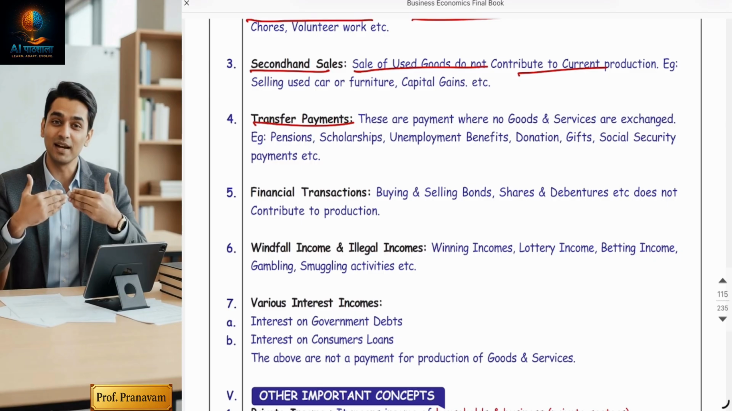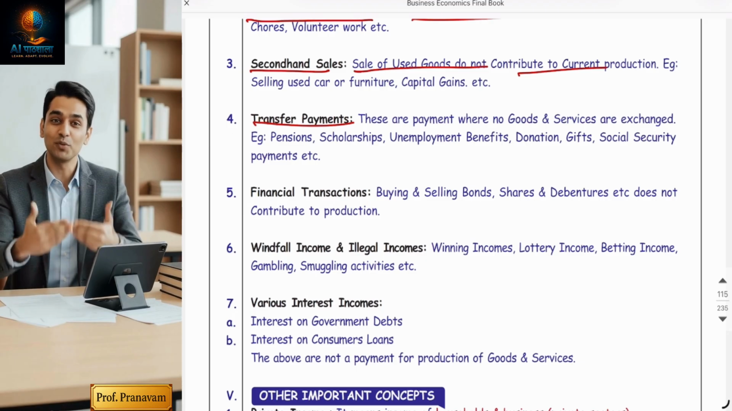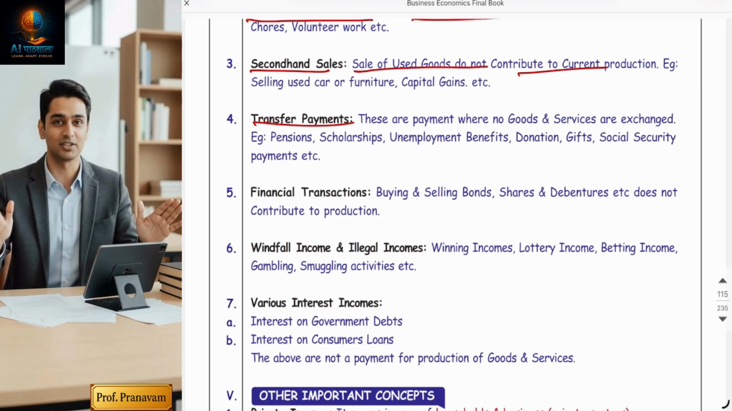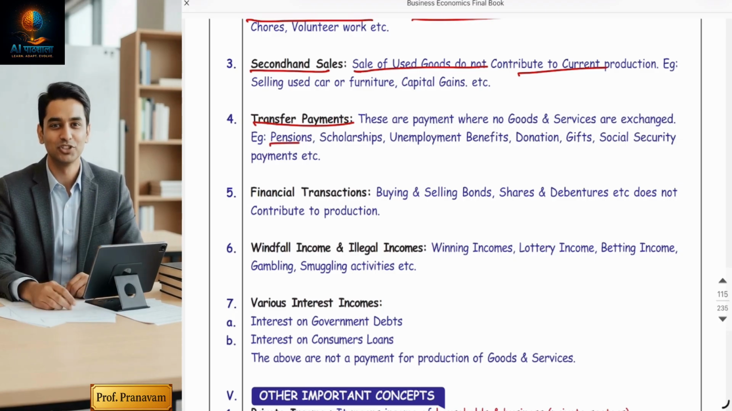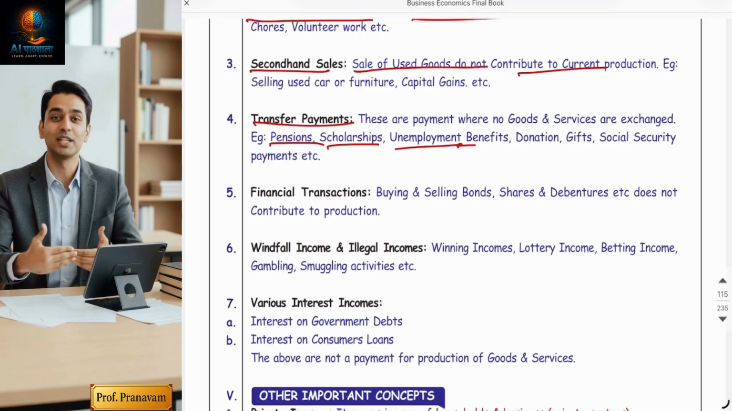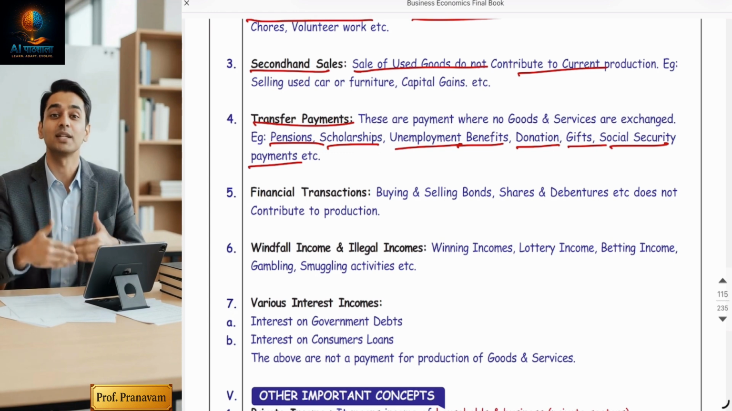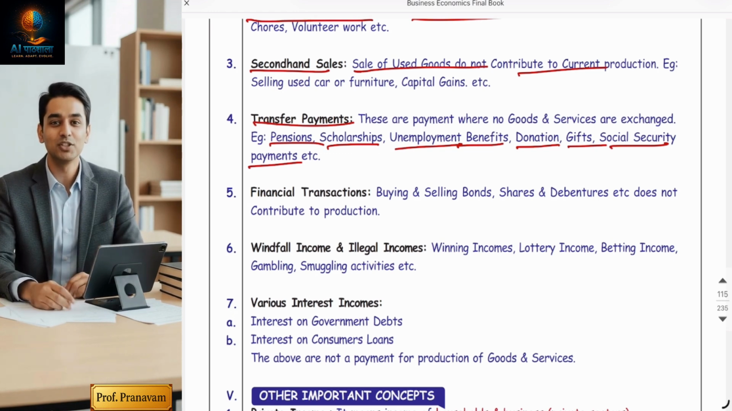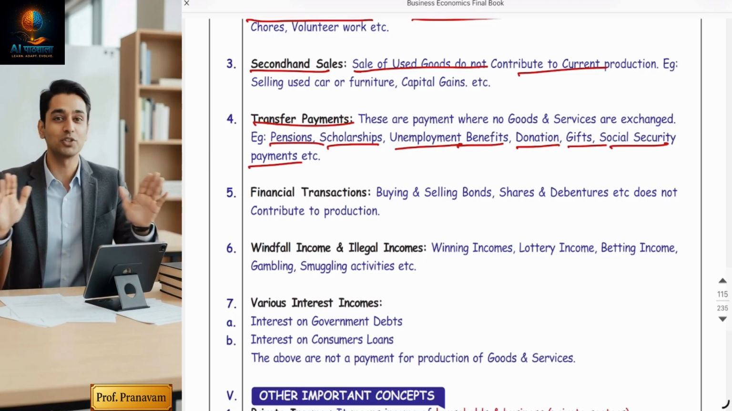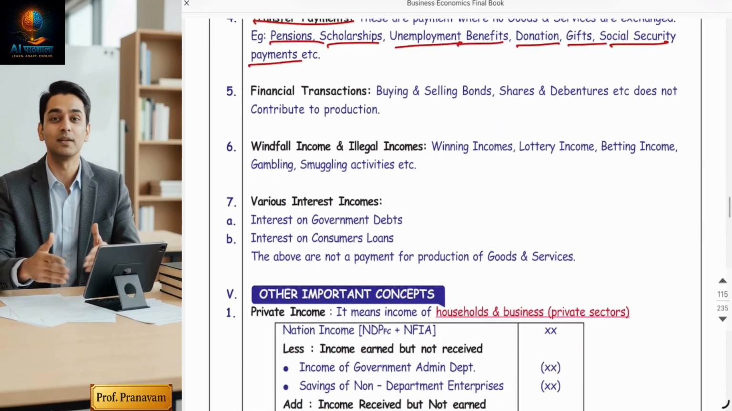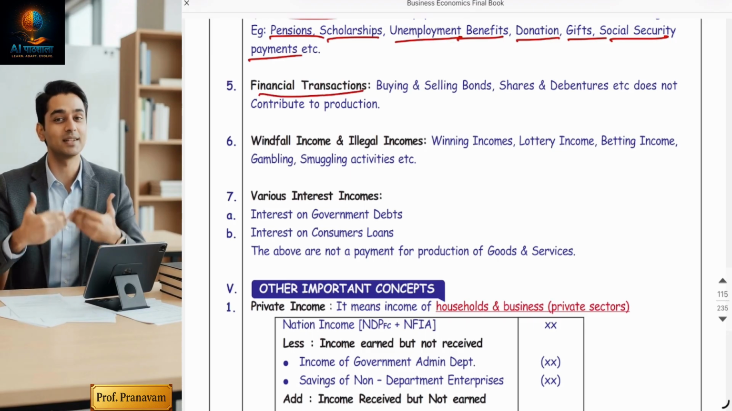Next is transfer payments. In transfer payments, mere money is getting transferred and there is no exchange of goods and services. Like pension, scholarship, unemployment benefits, donation, gifts, social security payments, etc. Now, why? Because it is income transfer without goods and services exchange. It is like we are distributing money free of cost. The receiver is having income, but it's a free donation kind of thing. There is no exchange.